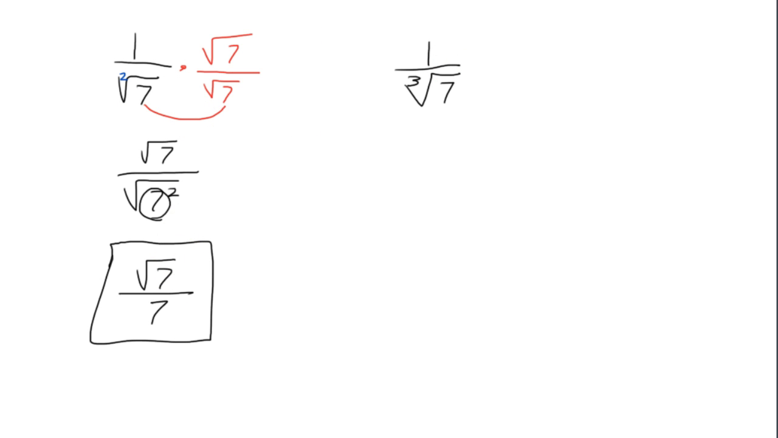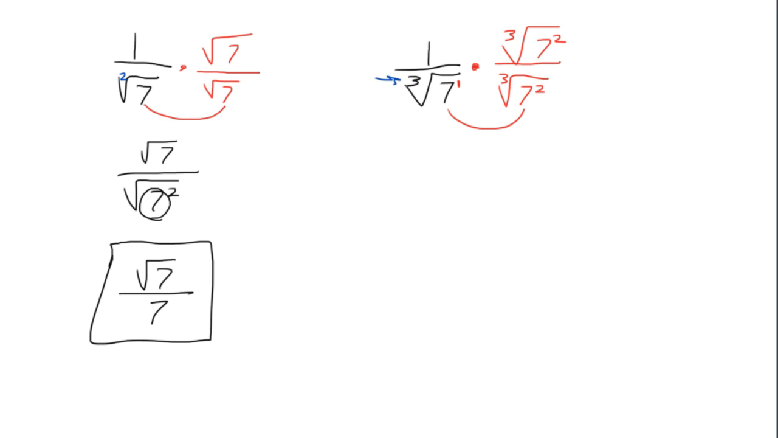Now over here in the second one, we have an index of 3. So that is the cube root of 7. So we want to multiply by something that will give us a perfect cube under this radical. Well, we have 7 to the first here, so we are going to multiply by the third root of 7 squared. Then when we multiply those, we'll have 7 cubed under the radical. Now, of course, I've got to do that up in the numerator as well, the cube root of 7 squared.